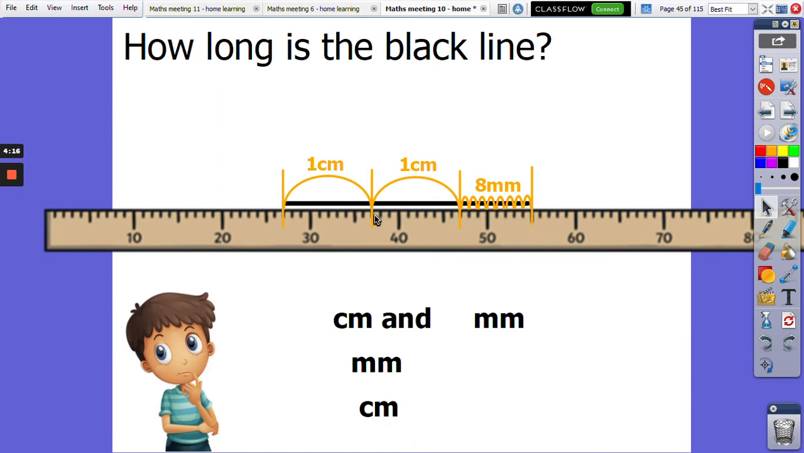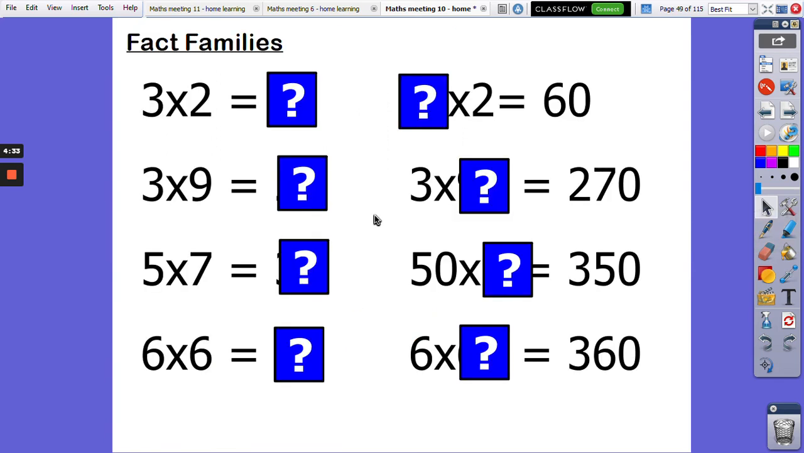So you can write that out in three ways. 2 centimetres and 8 millimetres, or you can convert them all into millimetres, 28 millimetres, or convert them all into centimetres, 2.8 centimetres. Well done if you got that one correct. Okay, let's move on, shall we? Fact families again. We've got pairs of calculations. This one here will help you to solve this one here. Okay, let's see if we can fill in the missing numbers now.